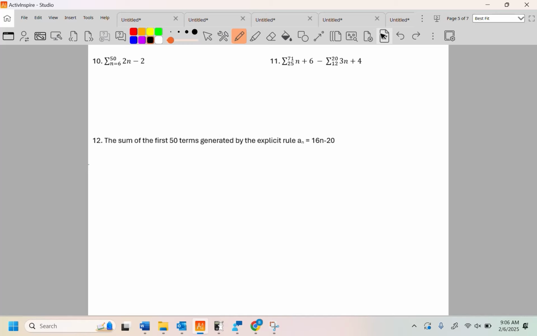All right, the sum of the first 50 terms generated by the explicit rule a sub n equals 16n minus 20. You're supposed to find this. I don't know why it doesn't say find. Find the sum of the first 50 terms. So this is n. Think about your formula. You're going to need n, but you're also going to need the first and last, which in this case is the first term a sub 1 and the last term a sub 50.